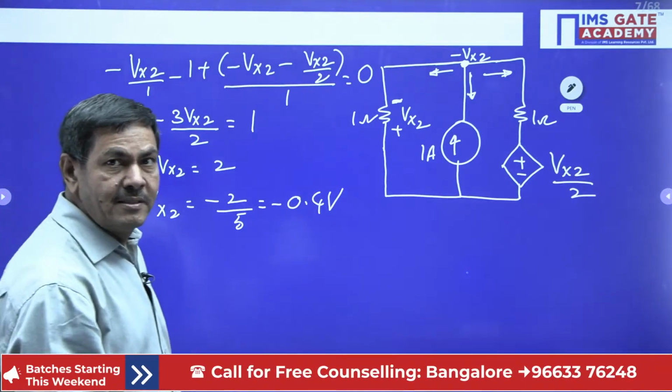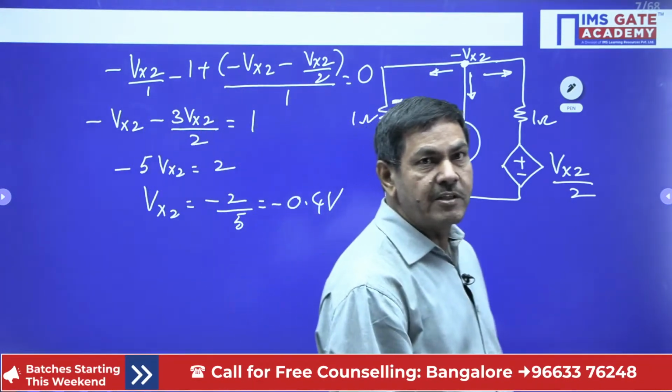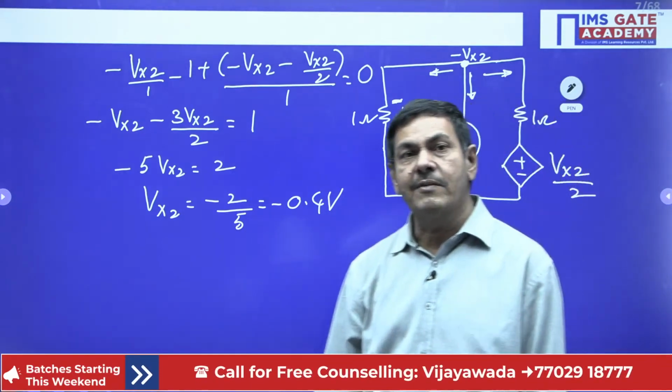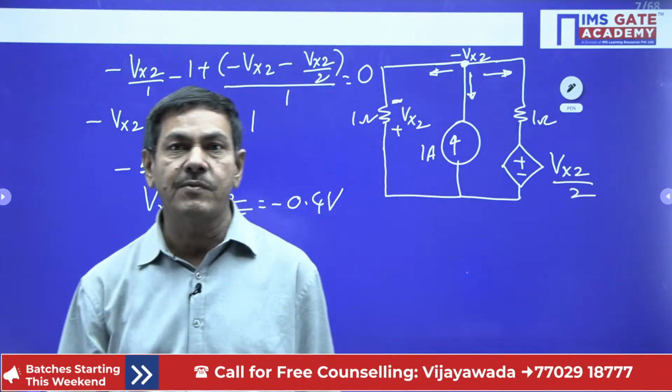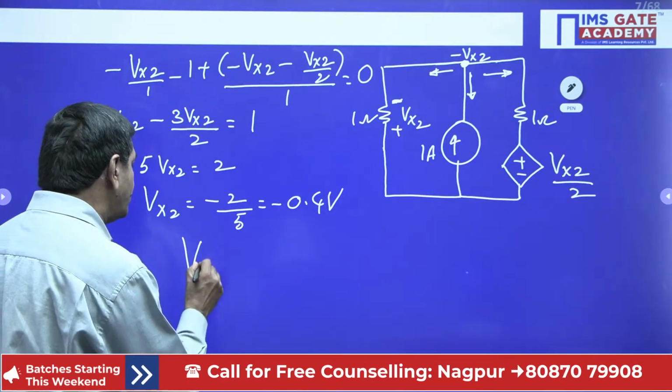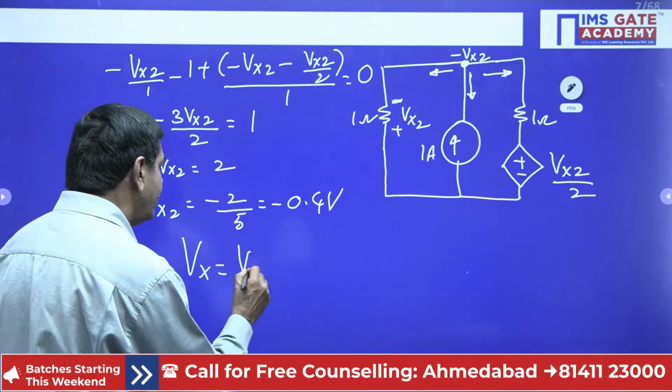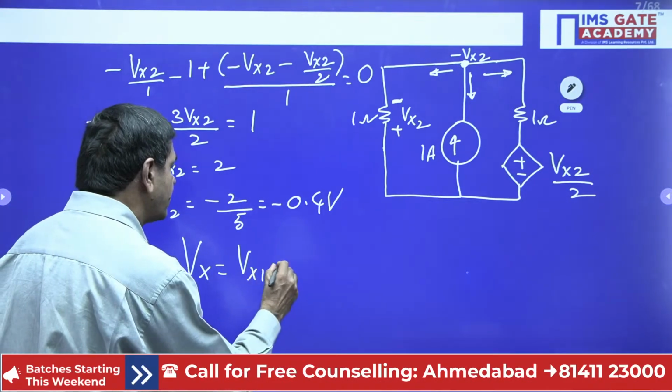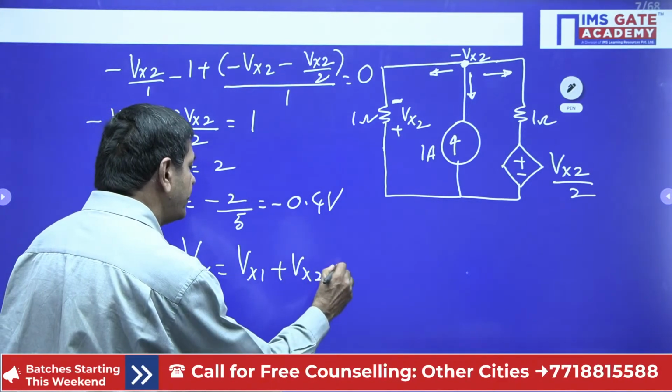Yes, by using the individual sources, we got Vx1 and Vx2. And finally, what is Vx? Vx1 plus Vx2 as per the superposition theorem. I can find the value of Vx with the summation of these two voltages only. Vx1 plus Vx2 I can put directly.